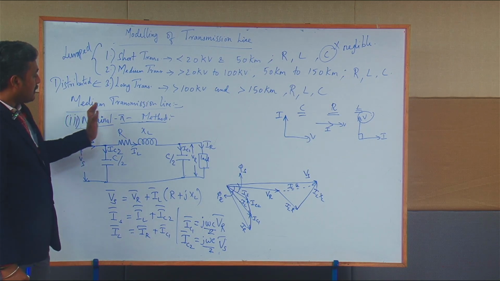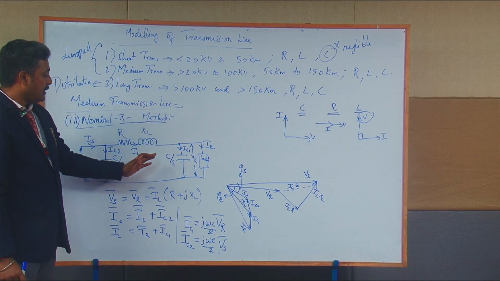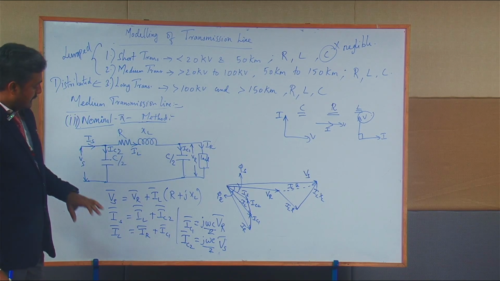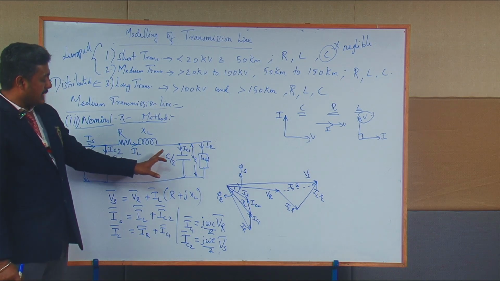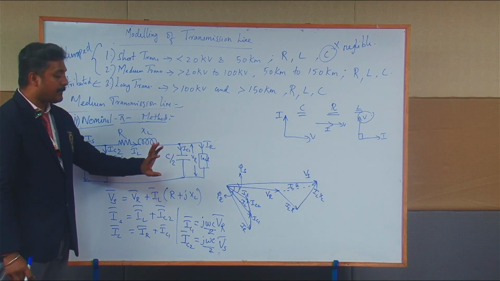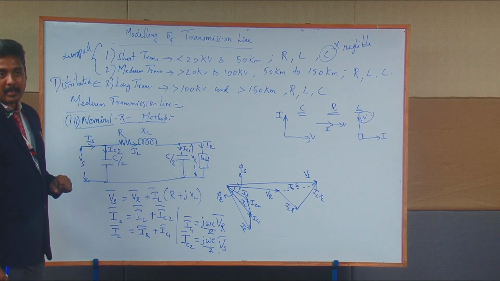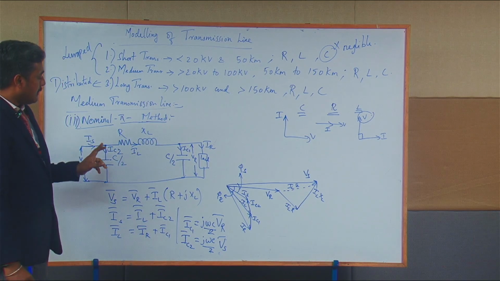Like this you can find the value of the sending end voltage, sending end current, and the transmission line current, and also you can find the value of the capacitance currents IC1 and IC2 for the nominal pi method. Thank you.